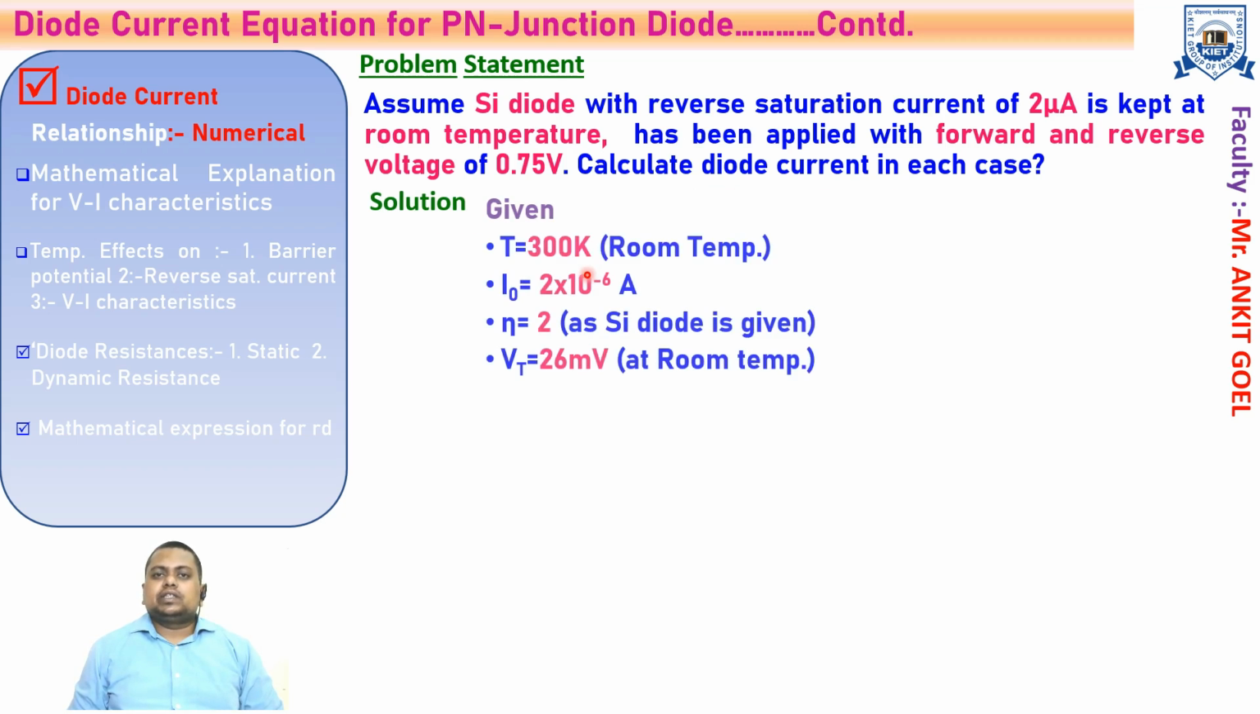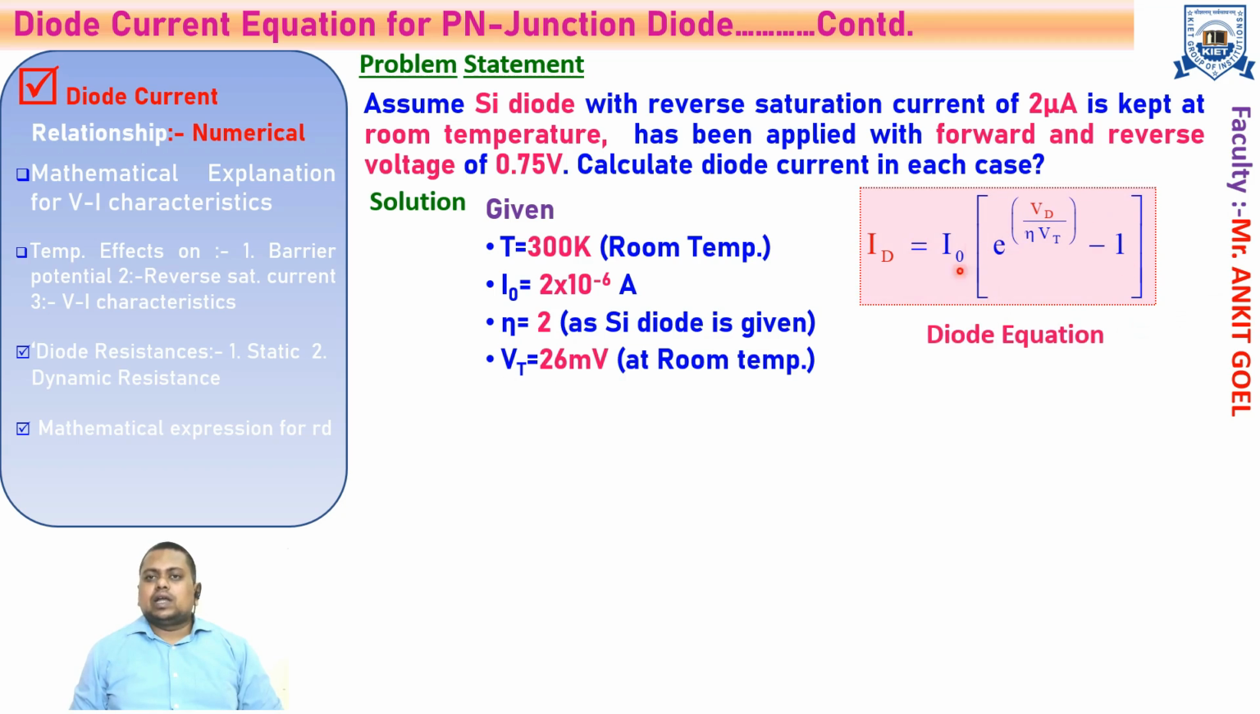We have been given the temperature as 300 Kelvin. In centigrade, it is 27 degree centigrade. When you add 273, you will get the temperature in Kelvin. The reverse saturation current is given as 2 microampere, so 2 into 10 to the minus 6 ampere is equal to I naught. Then a silicon diode is given, so the semiconductor constant is 2. And at room temperature, we have already calculated the value of the thermal voltage in the previous slide, that is equal to 26 millivolt. So substitute all the values in the diode current equation.